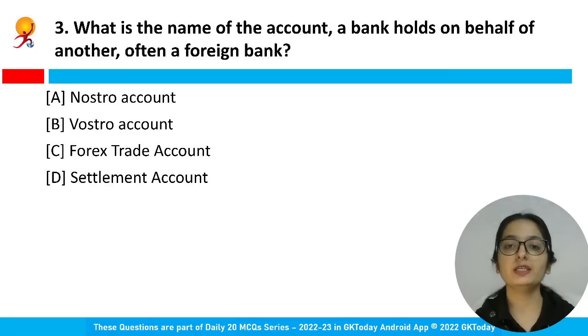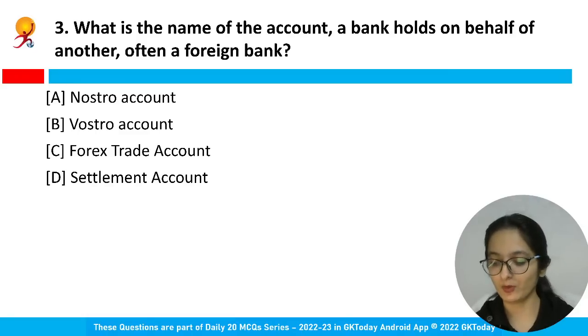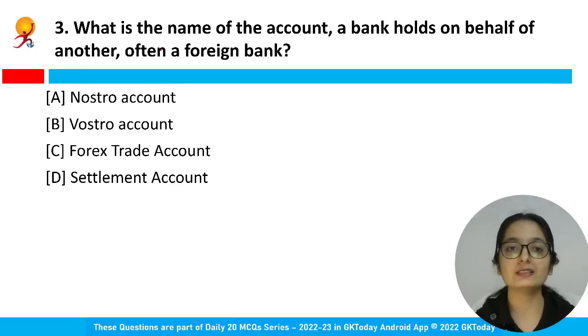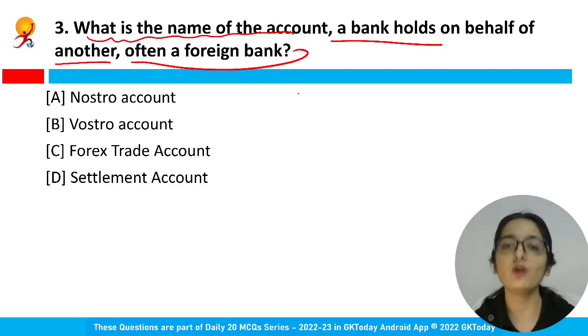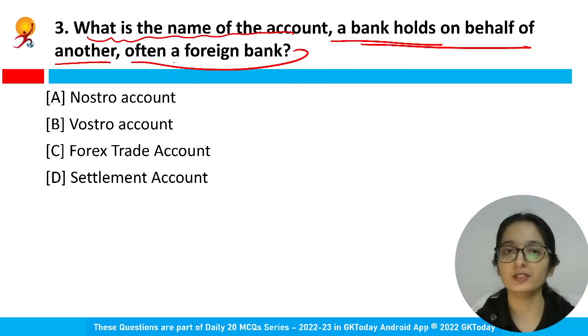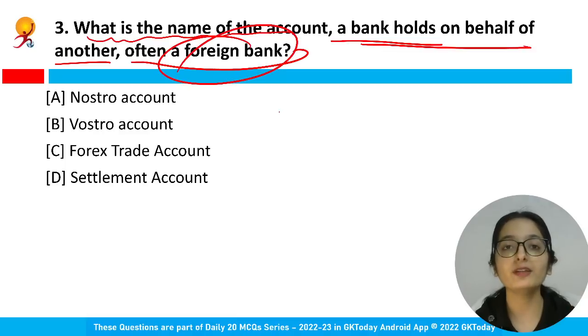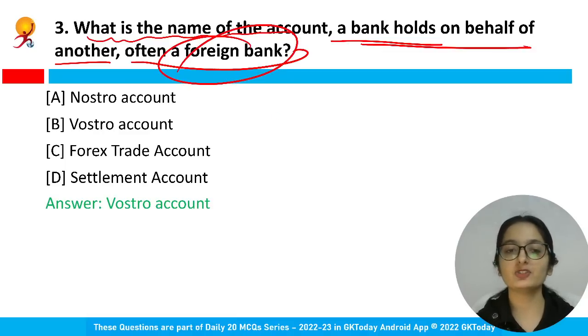Moving on to the next. This is also very important. A very important concept, I would say, that everybody should listen to very carefully. But before that, let us take this question. What is the name of the account a bank holds on behalf of another, often a foreign bank? So the right answer to this question is Vostro account. Option B is the correct answer.